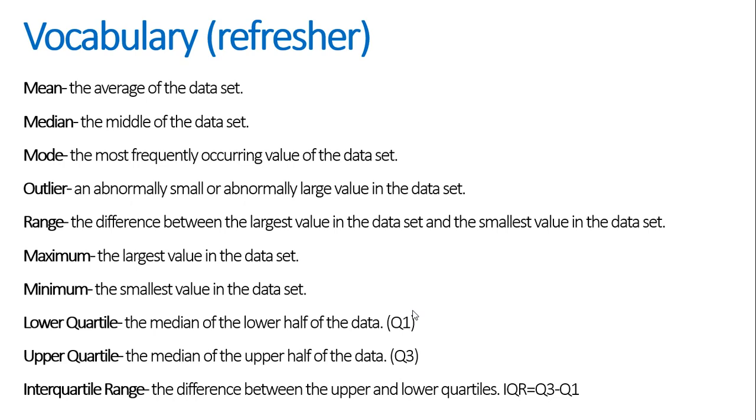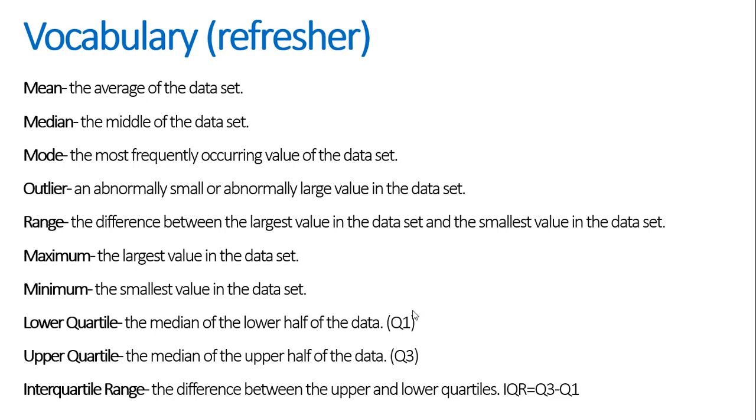The range is not to be confused with the range of a graph or the y values. It is the difference between the largest value in the data set and the smallest value in the data set. So when I'm looking at a bunch of numbers, it gives me a really good sense of where they're going to lie if I can take the largest number and subtract the smallest number in the data set. When I'm talking about largest and smallest, I'm really just talking about the maximum, the biggest number in the data set, and the minimum, the smallest number in the data set.